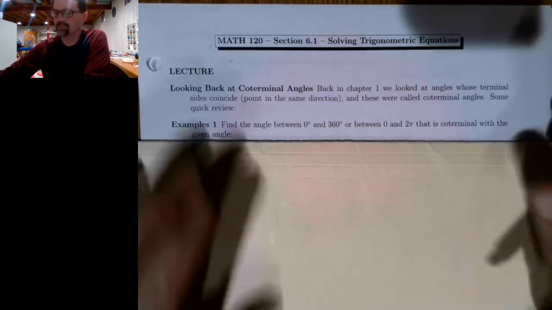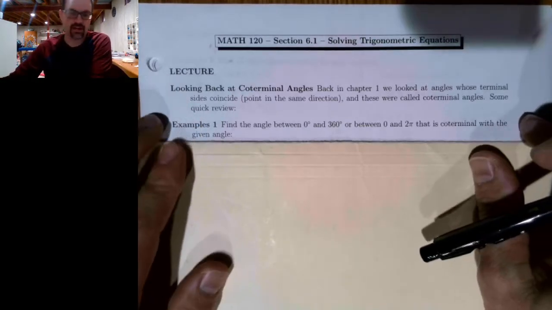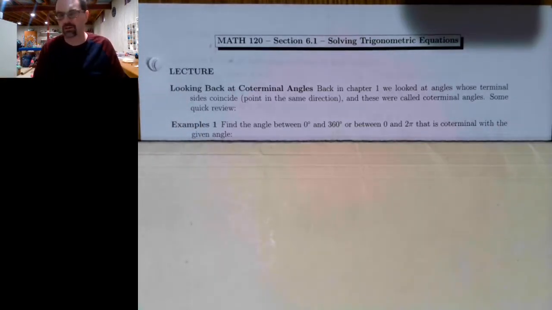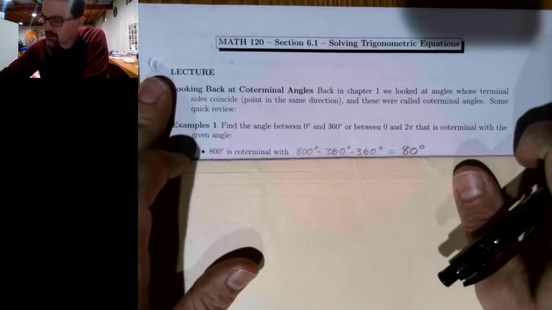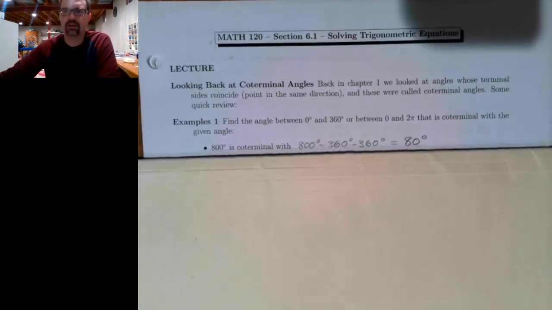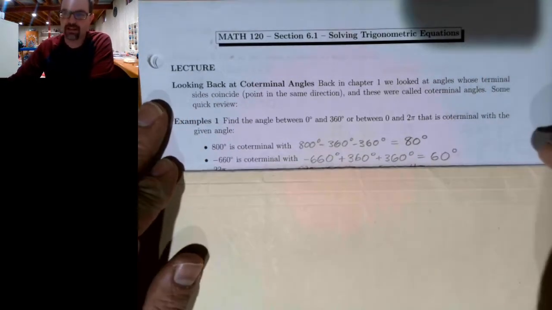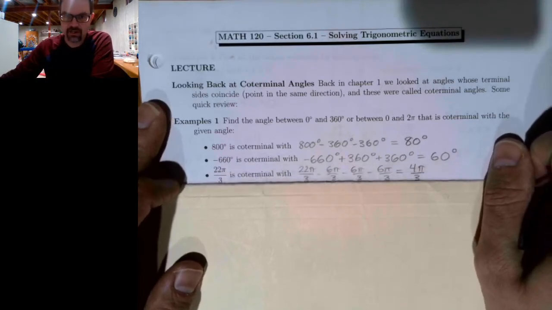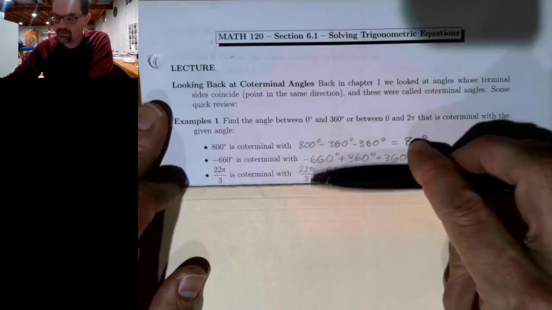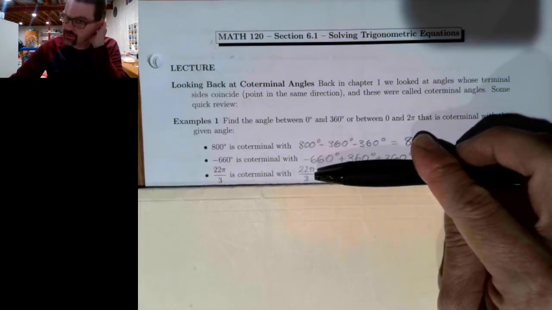So, I have the notes filled in here, so I'm just going to show you. This first guy is 800 degrees, and so you subtract a couple 360s and you get 80. So 80 and 800 are coterminal with each other. Negative 660, you'd have to add some 360s, a couple times, and you'd get 60 degrees. This guy's in radians, so if you think about what we've got here, 22 pi over 3.